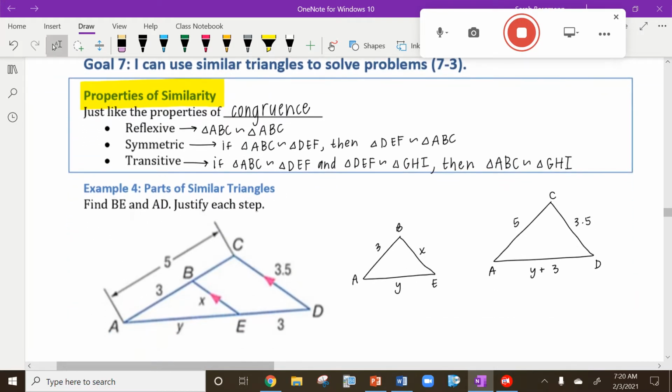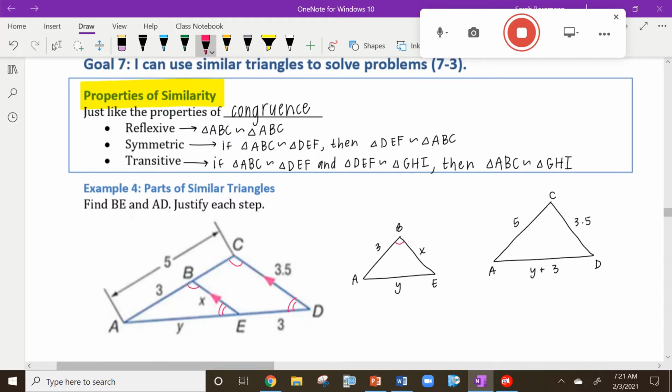Okay, so let's say we wanted to solve this problem. It says find BE and AD, justify each step. I see that I have these parallel lines here. So what that means is with a transversal, I get congruent angles because of corresponding angles. So based on those congruent angles, I could say that these triangles ABE and ACD are congruent.